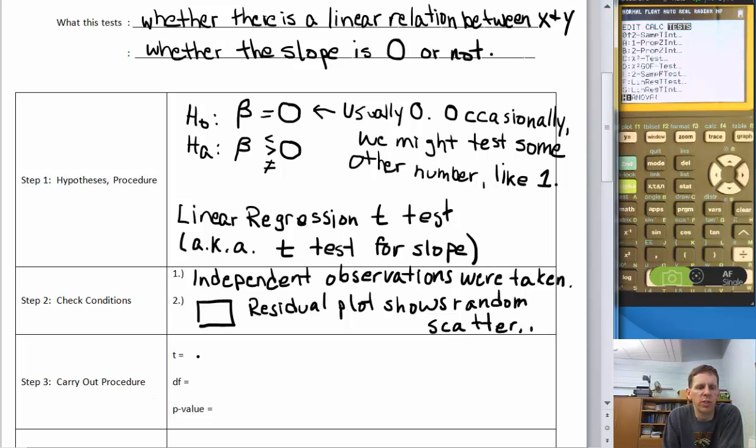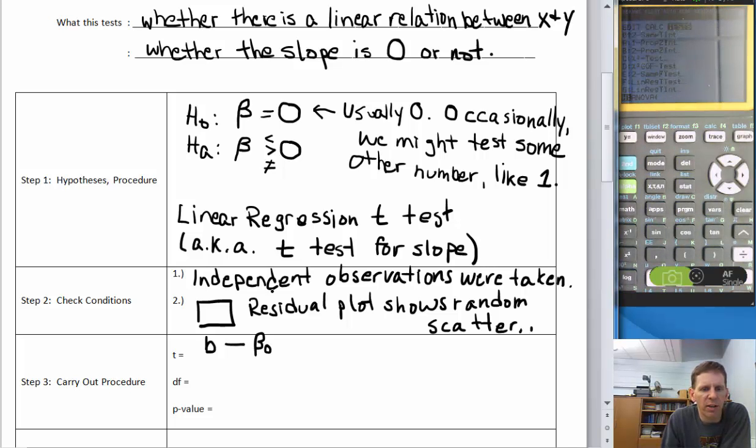When you carry out the procedure, this is a t-test, so we are going to calculate t. And the formula for t is pretty simple. We're going to take little b, the slope of the sample regression data, minus beta sub 0, the value we used for beta in our null hypothesis. Most of the time you can use 0 here. And then we're going to divide by our friend SEB that we talked about the other day, the standard error of the slope.